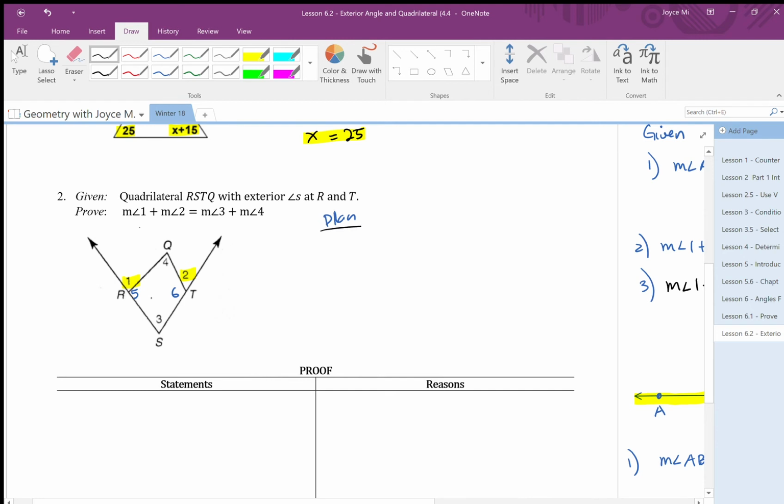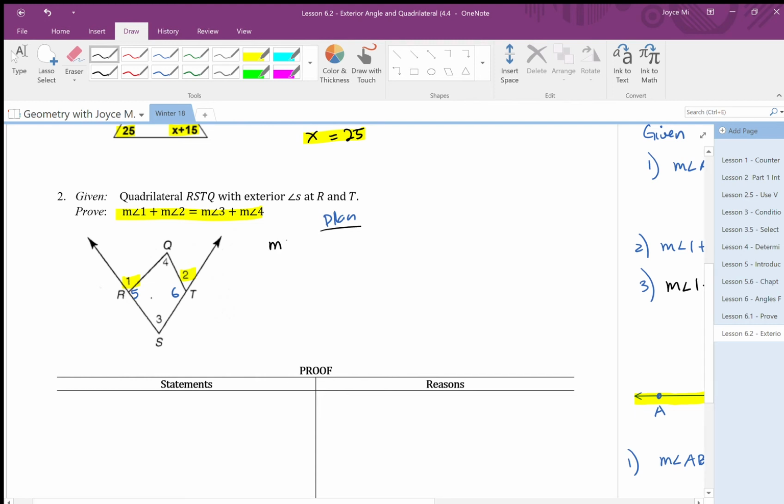Again, I see what I want involves equations involving angles 1, 2, 3, 4. So that means I want to write equations involving 1, 2, 3, 4. So one equation I can write here is, I'm given a quadrilateral. In class we discussed that the sum of interior angles in a quadrilateral is 360. So one equation I can write is, well, 3, 4, 5, 6 is going to give me 360.